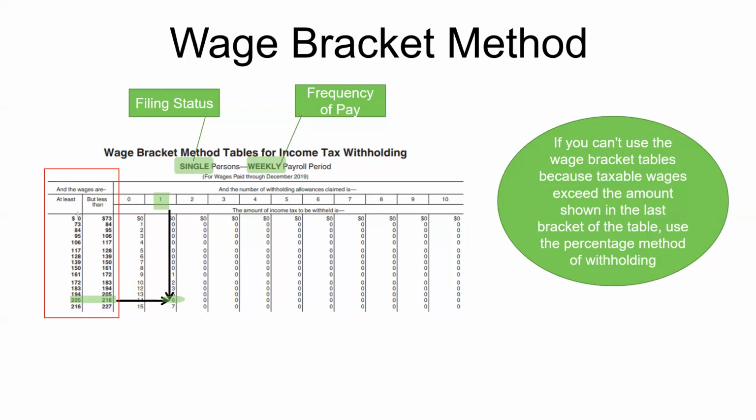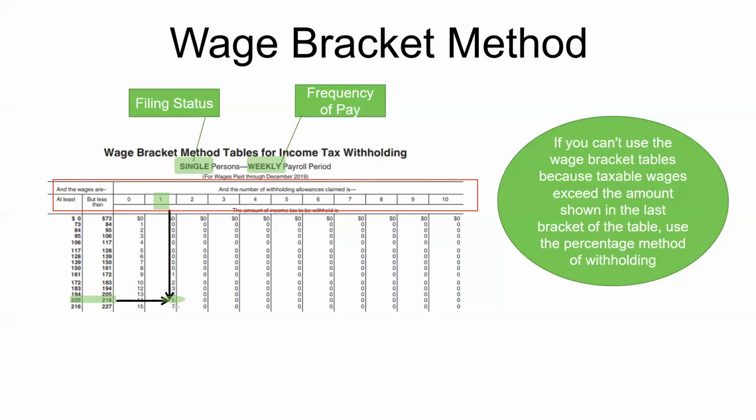So once you find the correct amount of wages, we'll move on to the other side. The next part of this is the number of allowances that your employee has. Now it's a single employee, and in this case they had one allowance written on their W-4. So then you go along the top of the table to the number of allowances that your employee has claimed on their W-4. And where those lines intersect, you can see there's an arrow going down and an arrow going over.